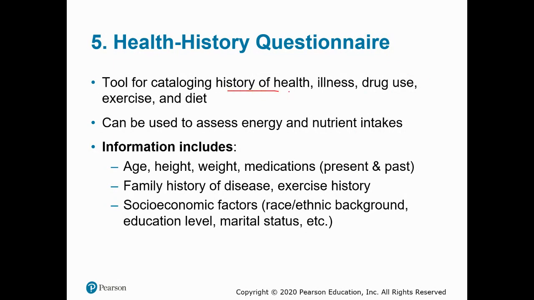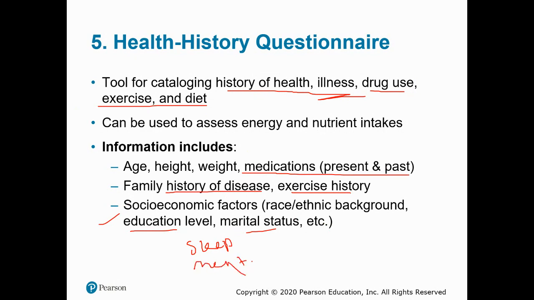So health history questionnaires are often looking at history of health and illness, any history of surgical procedures, history of drug use, and history of diet and exercise. A lot of the information might be what medications a person is taking and has taken, family history of disease, exercise history, some social and socioeconomic factors, so race or ethnic background, education level, marital status. Sleep might even be asked about, mental health might even be asked about. What else here? Bowel movements might be asked about. So all sorts of other health-related information can be asked here.